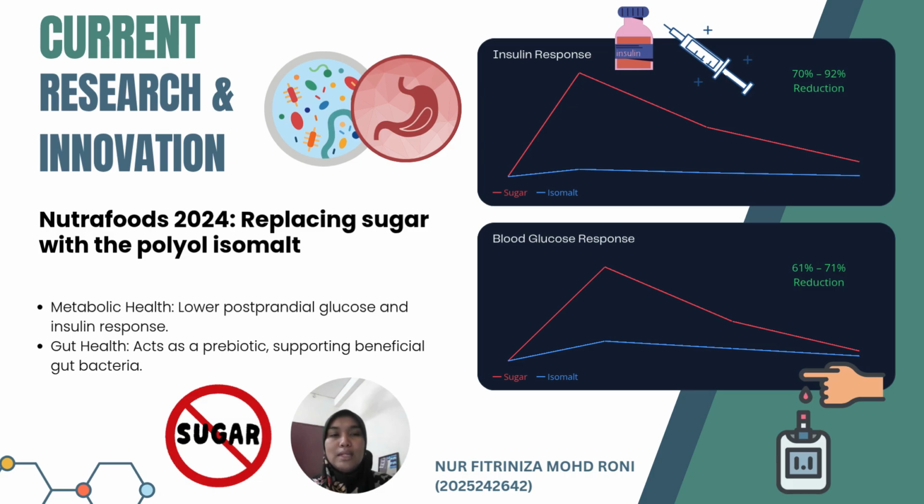Even more importantly, the corresponding insulin peak was significantly blunted by 70% to 92%. Think about that. The same sweet indulgence, but with up to a 92% reduction in the body's insulin burden. This recent clinical advance confirmed that by integrating isomalt into modern food formulation, we can successfully balance our love for sweet with the critical glucose control.